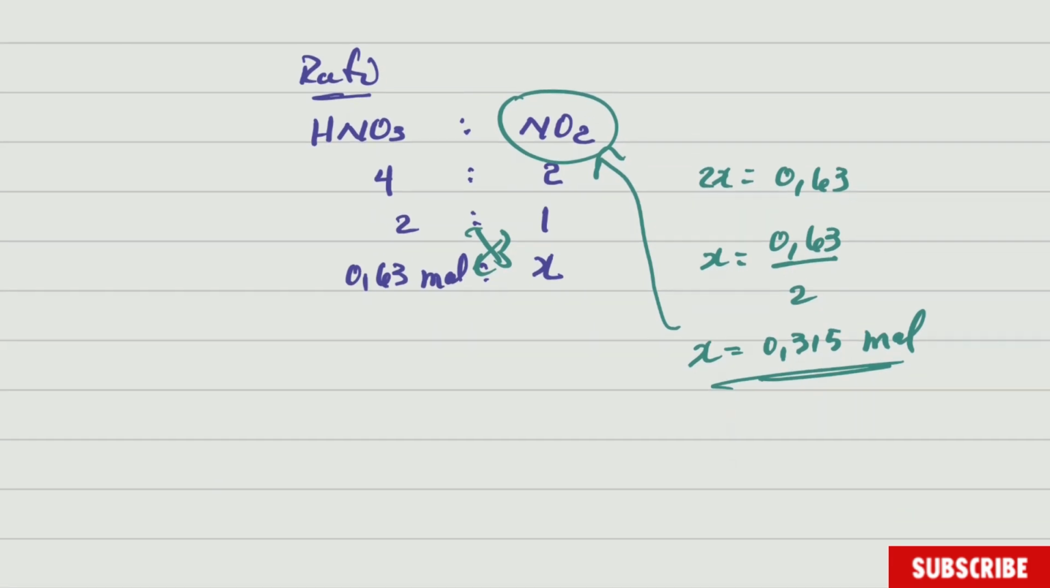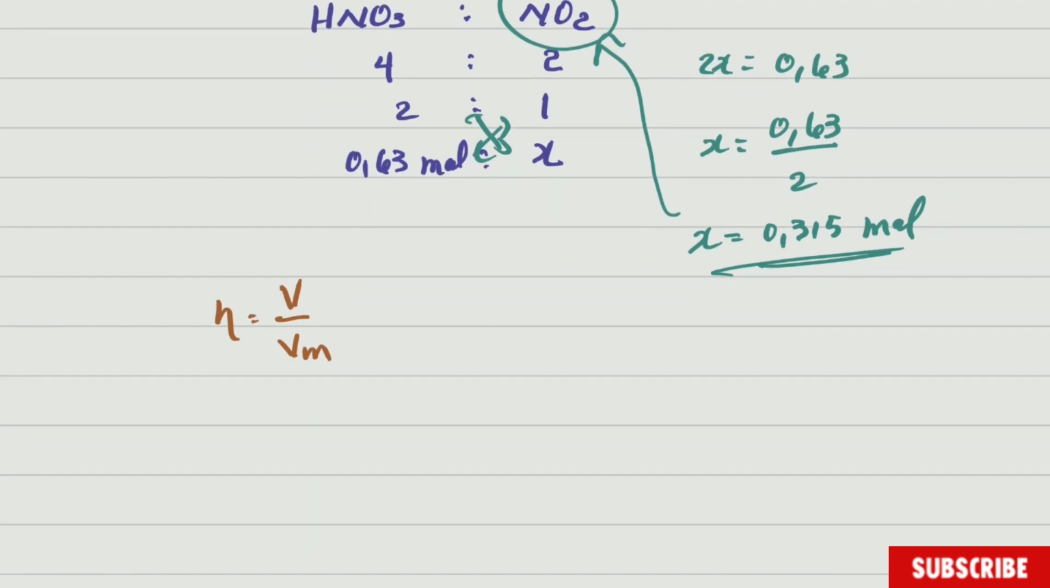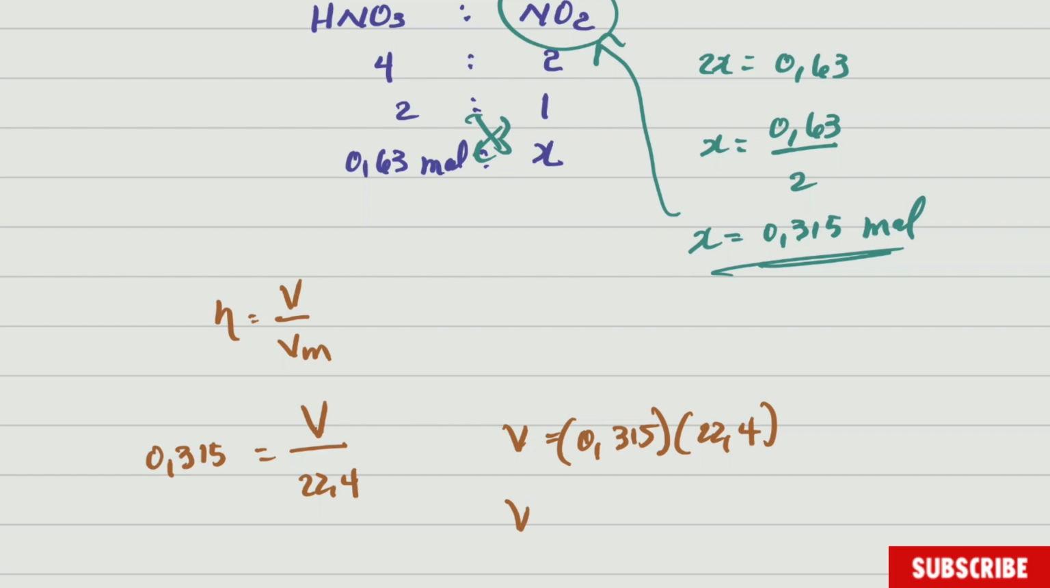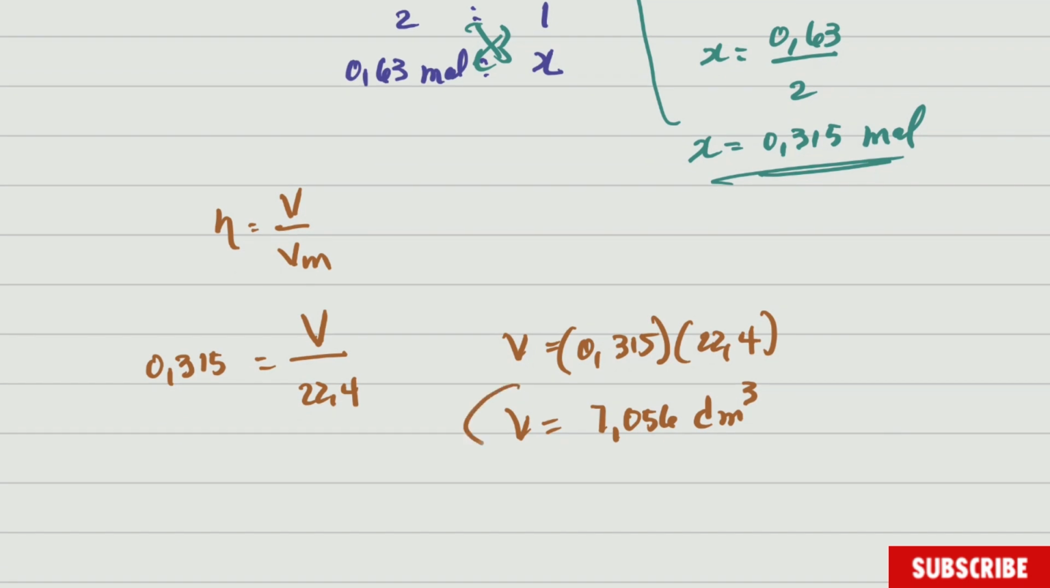So now we're looking for the volume at STP. Number of mole is equal to volume divided by molar volume. Same story. I am going to substitute as it is in here. So it's 0.315 is equal to volume over molar volume at STP, which is 22.4, and then the volume is equal to 0.315 multiplied by 22.4. The volume is going to be equal to 7.056 cubic decimeter. Guys, this is the end of the question.